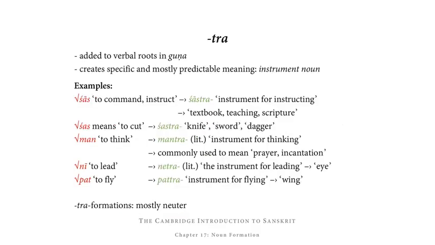Up next is tra, which is also added to verbal roots in guna, but actually creates nouns with a rather specific and mostly predictable meaning. Namely, it creates instrument nouns, i.e. nouns that refer to instruments for doing the thing that the verbal root refers to.